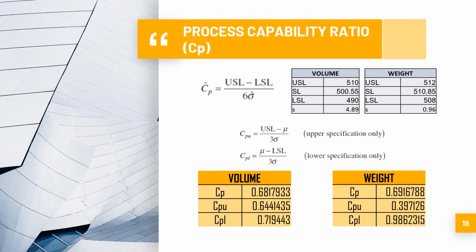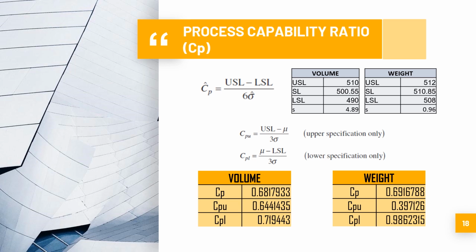Process capability uses USL and LSL and also a process standard deviation to find the process capability ratio, which is utilized to measure the percentage of the specification that the process uses up. For volume, it is 0.68, and for the weight, it is 0.69. It is actually pretty low because, as can be seen in the table, for an existing system, the recommended process capability is 1.33 for two-sided specification.